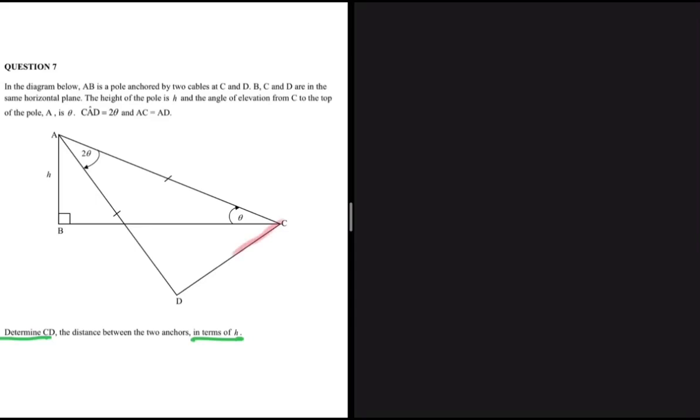So let's look at our line CD. So here's CD here, right? And then apart from CD, we have an angle 2 theta here, which I just highlighted, right? And then we are told that AC and AD are equal to each other, right? So this angle here should be equal to this angle. So let's just go ahead and calculate those angles.